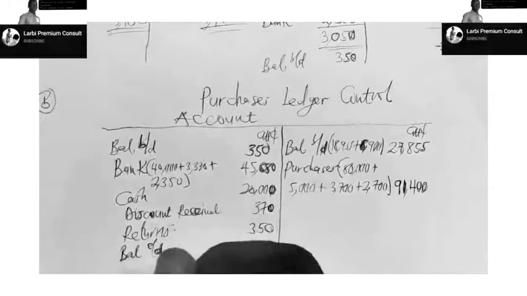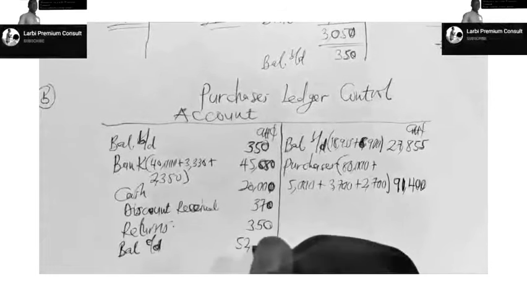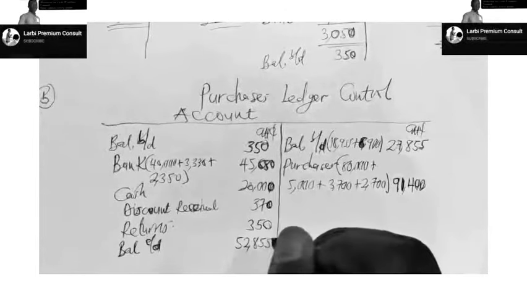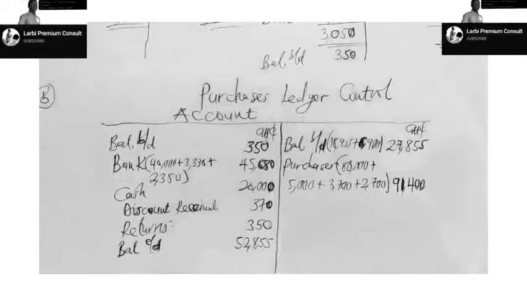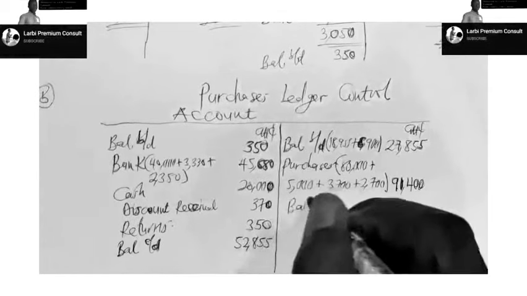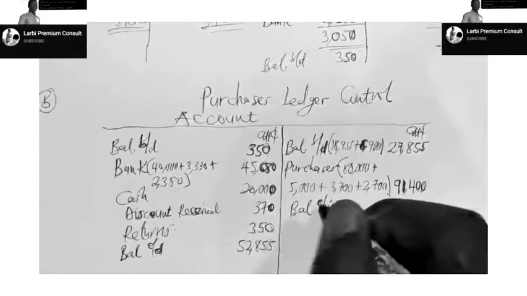So the total will be 52,855. Okay. Then let's see the credit side. Are we having any balance on the credit side? That's a thing from Edu Construction. We're having balance carry down at the credit. So we also paste at the credit side. Credit side of 350.